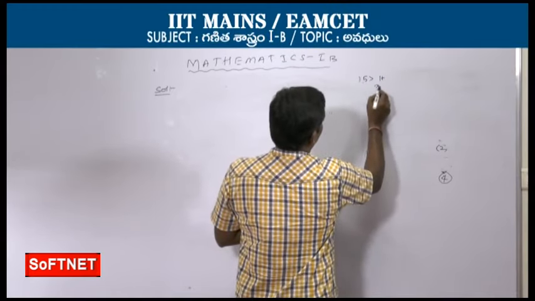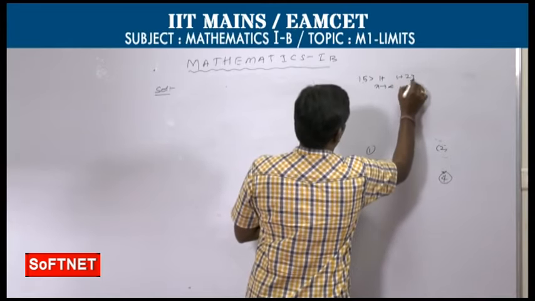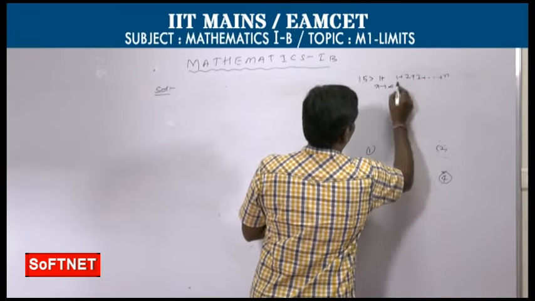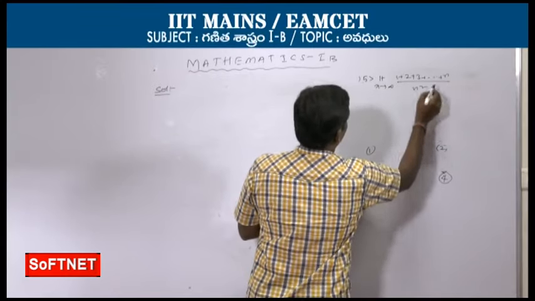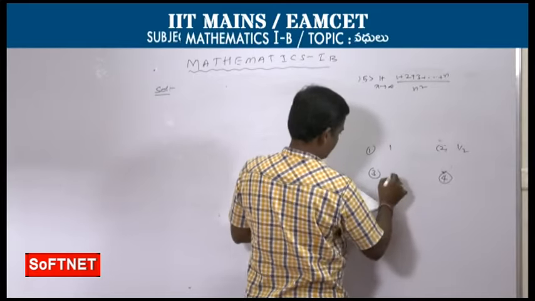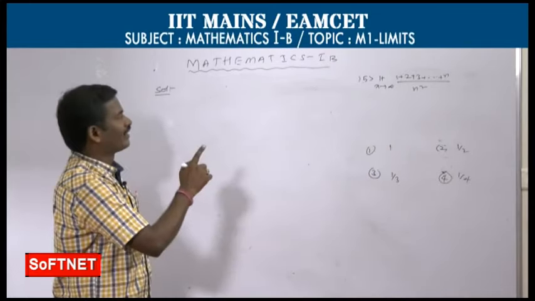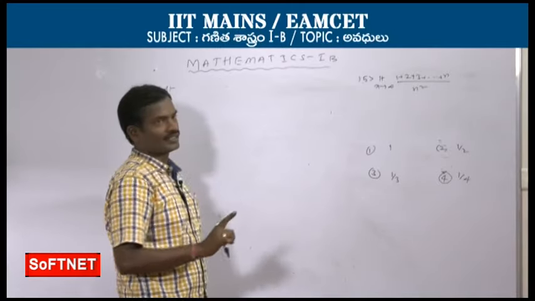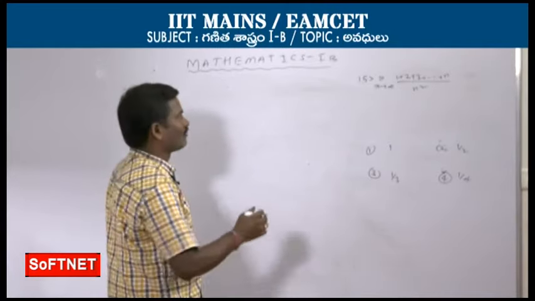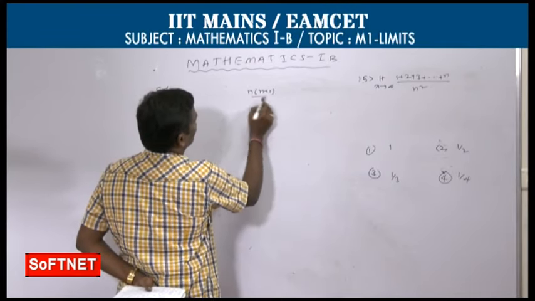limit n tends to infinity, 1 plus 2 plus 3 and so on plus n, by n square. So, options are 1, 1 by 2, 1 by 3, 1 by 4. So, the numerator is nothing but what? 1 plus 2 plus 3 is the sum of the natural numbers. So, what is the sum of the natural numbers formula? n into n plus 1 by 2.